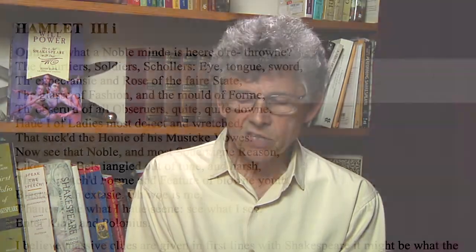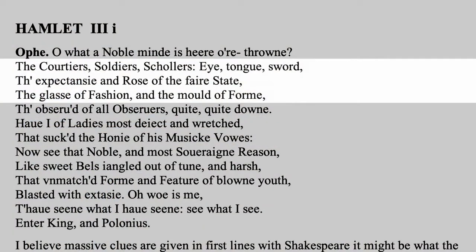To me, that translates as, he's having a bad day. He's really not a bad guy. Then she gives us examples: the courtiers, soldiers, scholars, eye, tongue, sword, the expectancy and rose of the fair state, the glass of fashion, the mold of form.